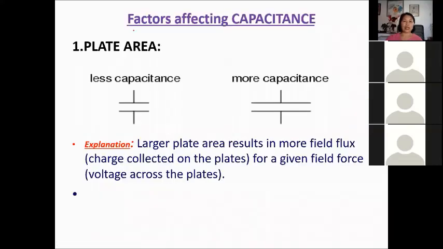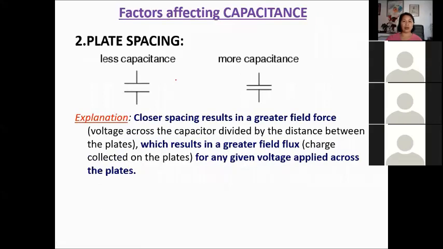Now, factors that would affect capacitance, first is the plate area. So larger plate area results in more field flux for a given field force. Directly proportional yung area doon sa capacitance ng capacitor. Plate spacing is, ito yung distance, na? So distance is inversely proportional to capacitance. Therefore, closer spacing results in greater field force, which results in greater field flux for any given voltage applied across the plates.